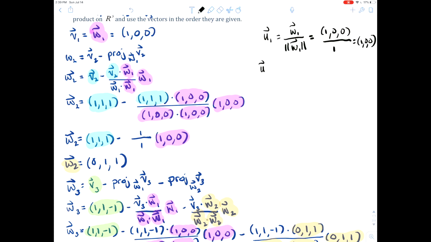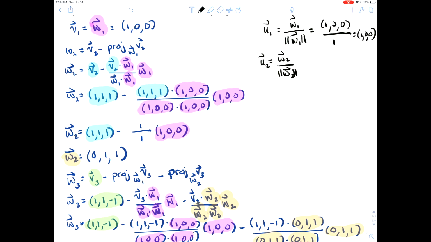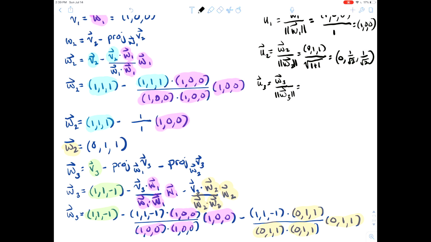Now, U2 will be W2 divided by the magnitude of W2. So W2 was 0, 1, 1. So that's going to be the vector 0, 1, 1 divided by the square root of 1 squared plus 1 squared. So that would be root 2, right? So we would get 0, 1 over root 2, 1 over root 2, or you can rationalize it. And then U3 will be W3 divided by the magnitude of W3, which is, so W3 was what? 0, 1, negative 1, over the magnitude of 0, 1, negative 1. Again, we'll have 1 plus 1. So we'll end up with 0, 1 over root 2, and then negative 1 over root 2. Cool, cool?